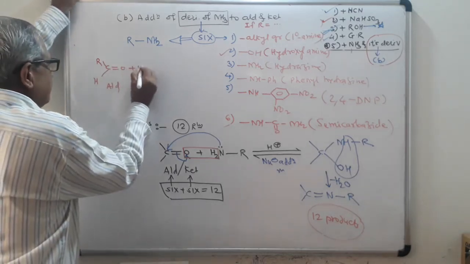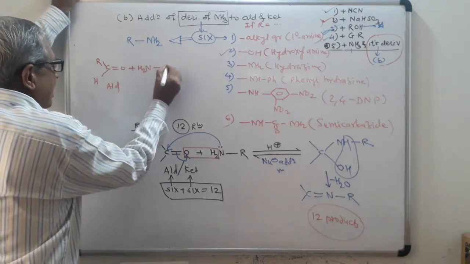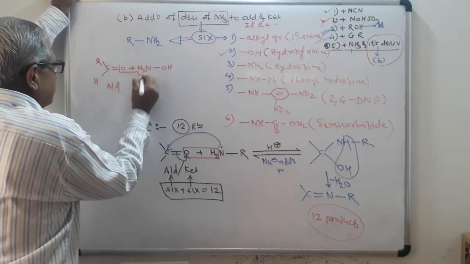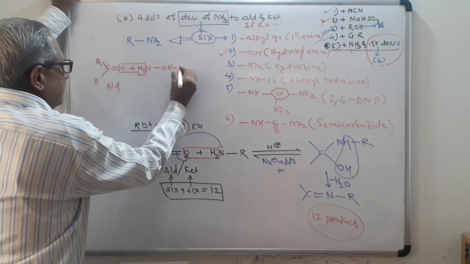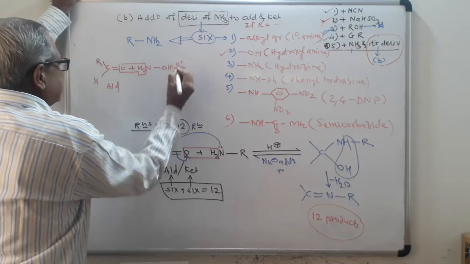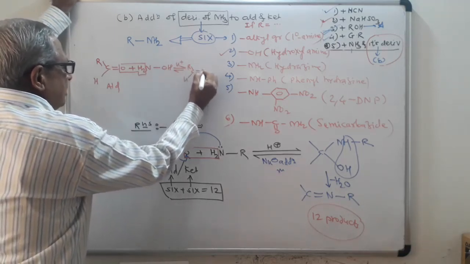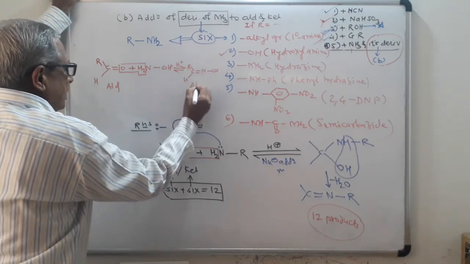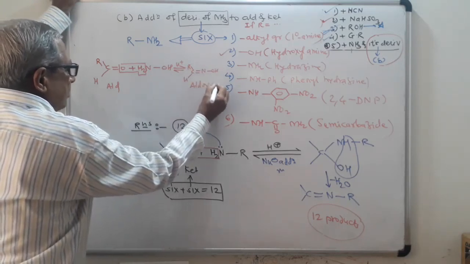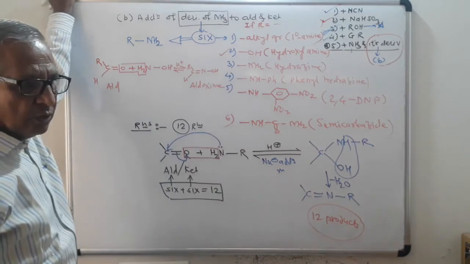You will do the reaction with NH2OH. You can remove the water molecule here. It is a reversible reaction accelerated by acid. So what you will get here is RCH double bond NOH. It is known as aldoxime.